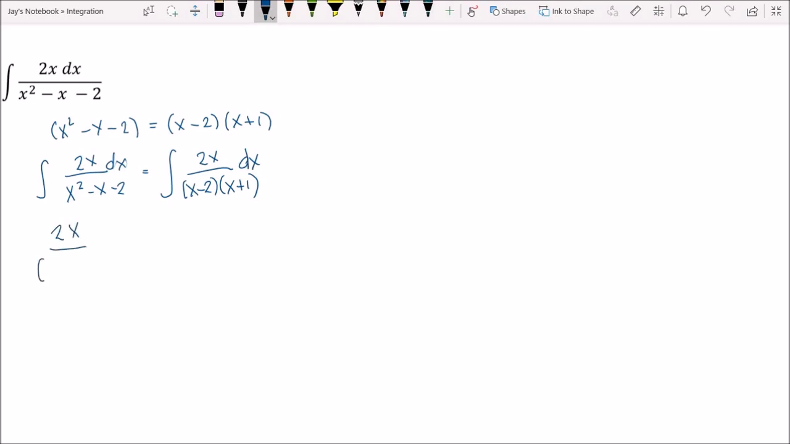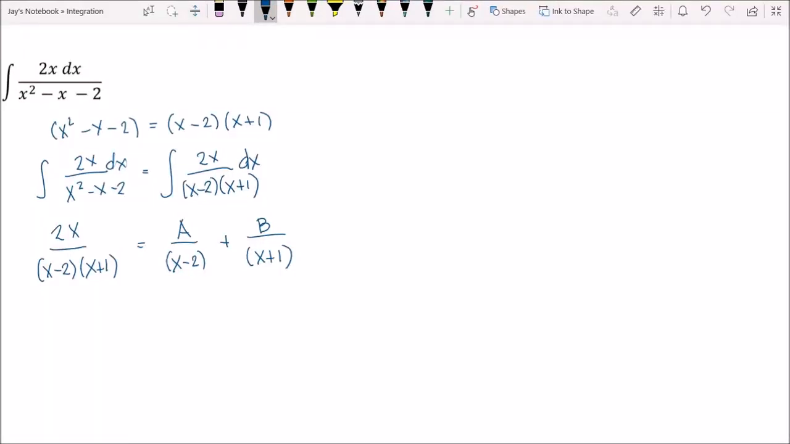2x over x minus 2 times x plus 1 is equal to, now if you want to decompose this fraction, you assign a variable in each numerator. So let's say our first term is A over x minus 2 plus B over x plus 1. We have numerator A for the first term and numerator B for the second term. So our goal here is to find variable A and variable B.